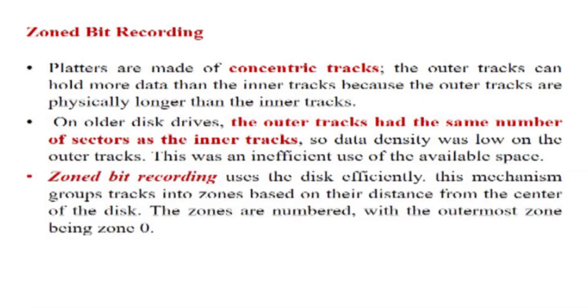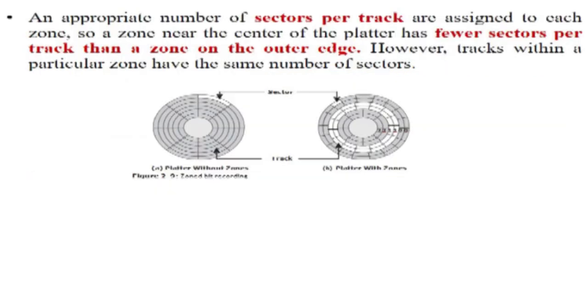Zone bit recording uses the disk efficiently. This mechanism groups tracks into zones based on their distance from the center of the platter. The zones are numbered with the outermost zone being zone 0. An appropriate number of sectors per track are assigned to each zone, so a zone near the center of the platter has fewer sectors per track than a zone on the outer edge. However, tracks within a particular zone have the same number of sectors. We have a representation: platter without zones, platter with zones with sector and track.